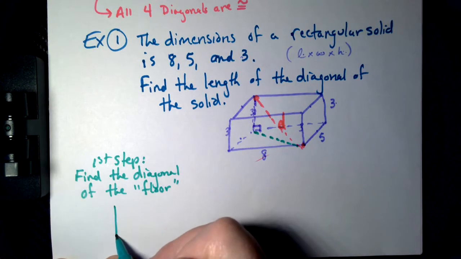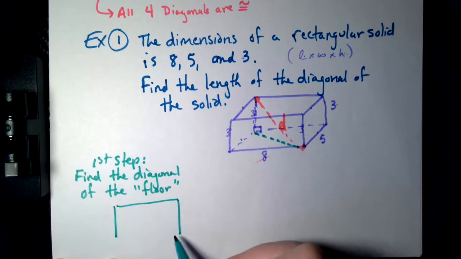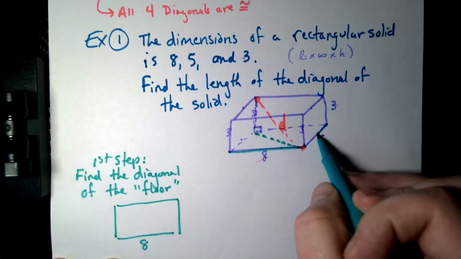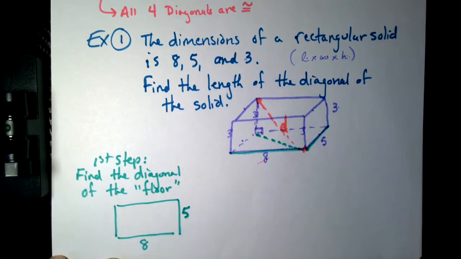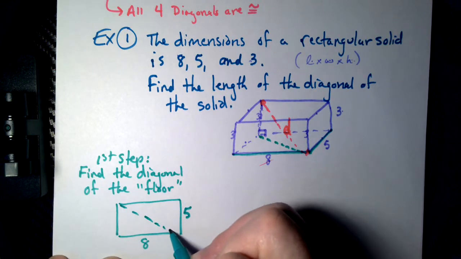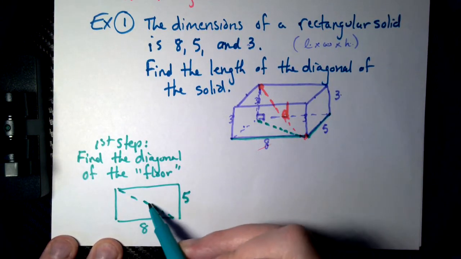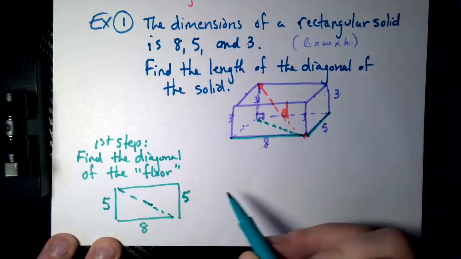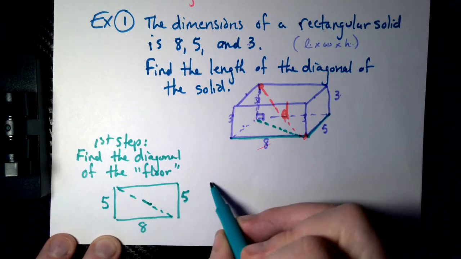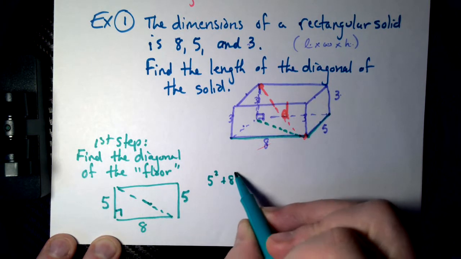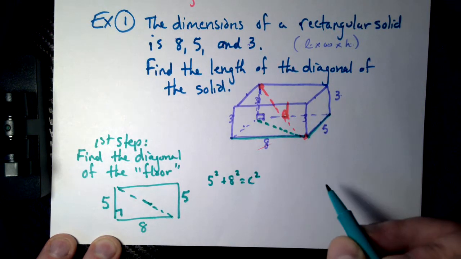So the floor has these two dimensions, an 8 going across and a 5 going this way. And I just drew this diagonal. We're going to use the Pythagorean Theorem in order to find this number. It's not going to be a nice number. So 5 squared plus, this is obviously a right angle, plus 8 squared equals c squared.